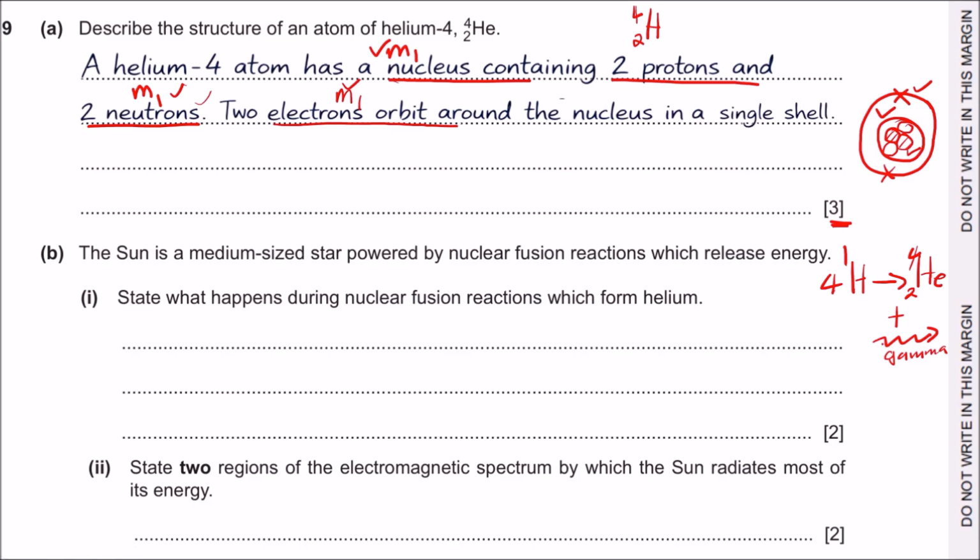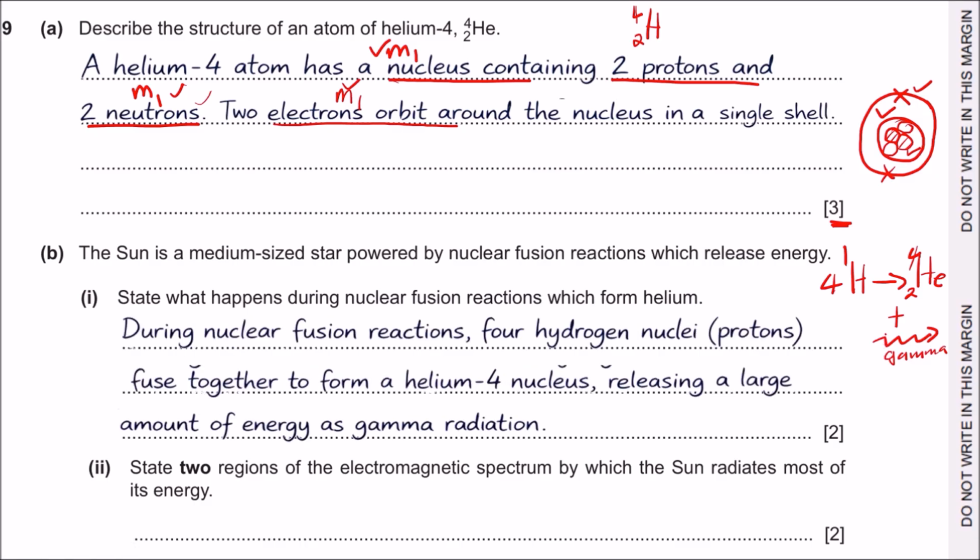So the ideal answer was, during nuclear fusion reactions, 4 hydrogen nuclei fuse together to form a helium nucleus, releasing a large amount of energy in the form of gamma rays. Then you secure these 2 marks.